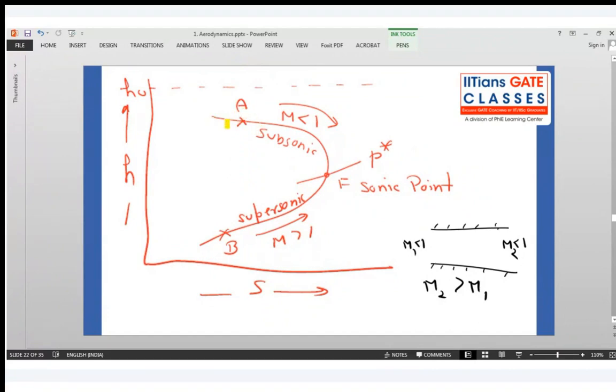Fanno flow is nothing but flow with the addition of friction. So this branch is subsonic. As you add more and more friction, entropy increases. So if you're moving towards the right, it means you're adding more friction and entropy is increasing. So the Mach number actually increases and reaches towards sonic. One point will come when you add enough friction, your flow will become sonic at the end.